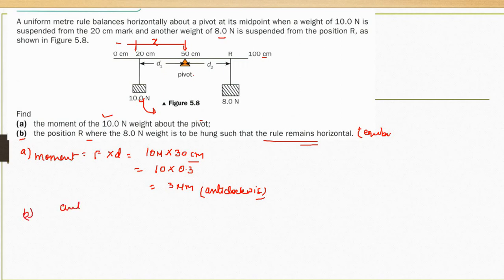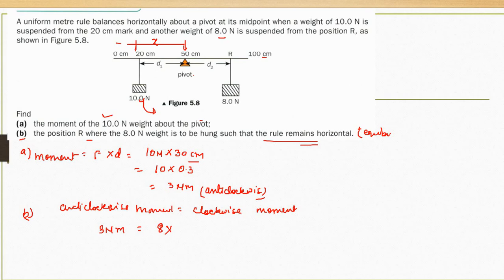Okay, I'm solving the B part. Anti-clockwise moment will be equal to clockwise moment. So anti-clockwise moment is the 3 Newton meter. Clockwise will be how much? 8 multiplied by, what is the difference?